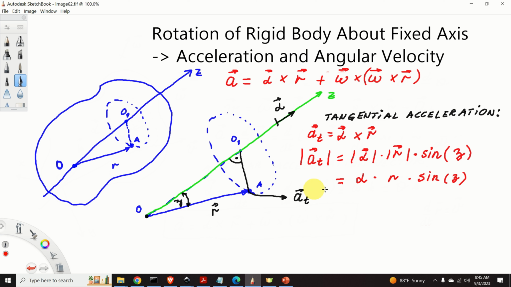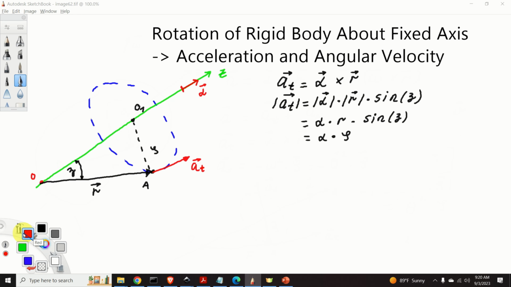Now, what is r times sine beta? We have r and we have sine beta. That's the length given over here. And let's denote this length by rho. Consequently, we have that the tangential acceleration is alpha times rho. And this is a very important expression.